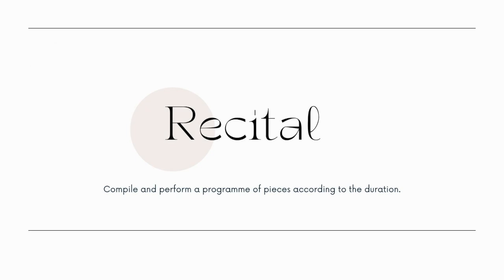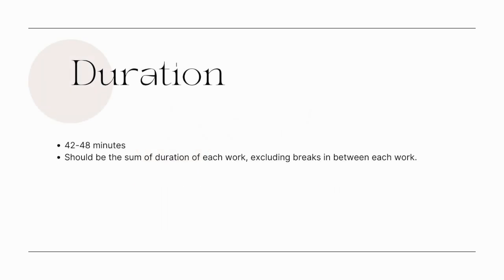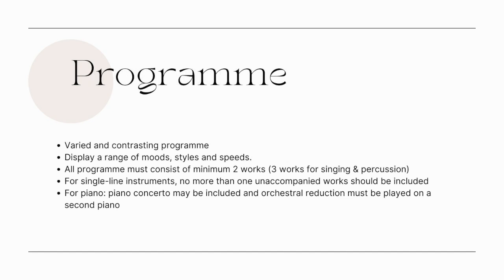For the recital section, compile and perform a program of pieces according to the duration. The duration would be 42 to 48 minutes. It should be the sum of the duration of each work, excluding the breaks in between each work. The program should be varied and contrasting and display a range of moods, styles, and speeds. All programs must consist of a minimum of 2 works, 3 works for singing and percussion.